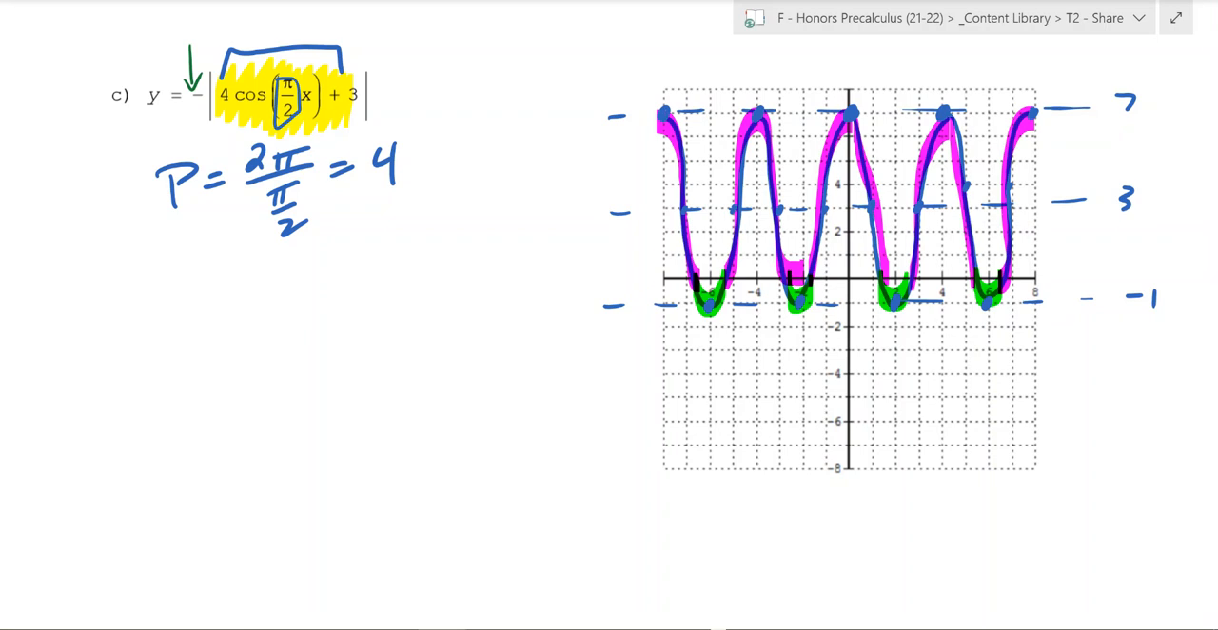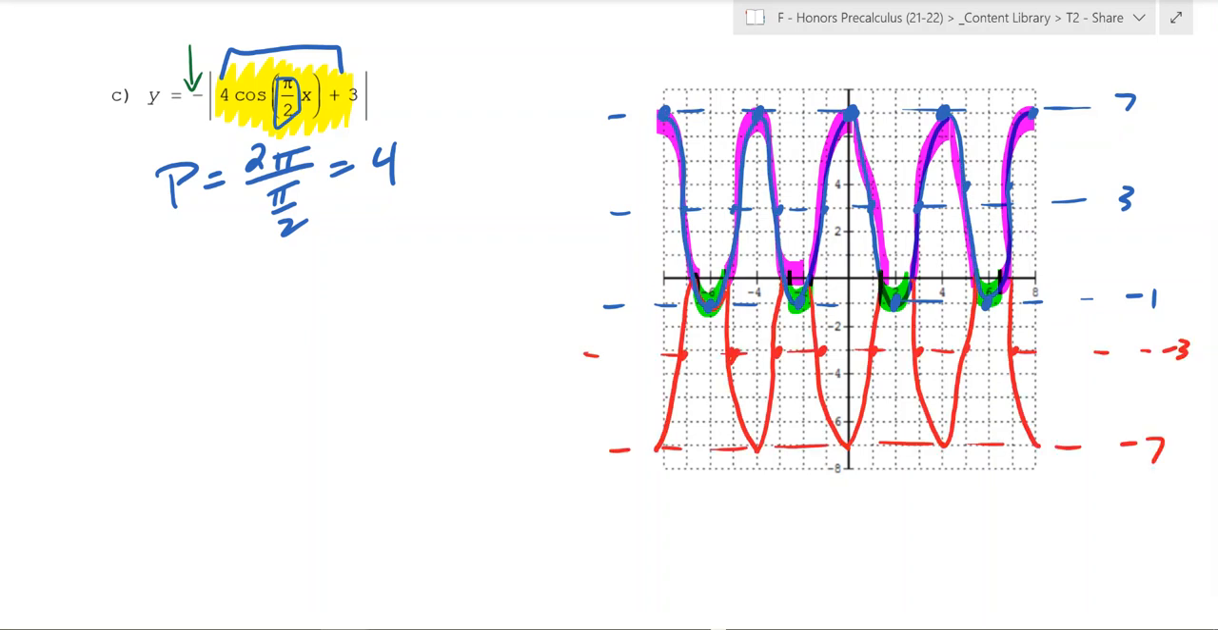So what do you end up with? You end up with the red. So all of this blue just gets flipped down below because of this negative sign. So you end up with this repeated over and over again. I recommend using the copy paste feature. So you got to do this carefully.